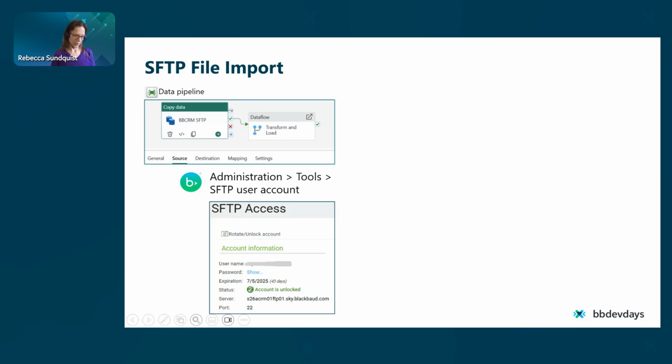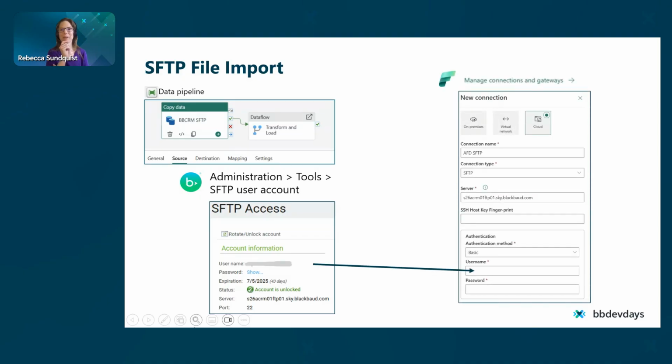So in Blackbaud CRM, if you're not familiar yet with how to access your SFTP user account information, that's under Administration and Tools, SFTP user account. You'll be able to show your username and password there. And then you can test in any other FTP tool that you're able to access that information. Once you've tested successfully, you're ready to try it out in Fabric, right?